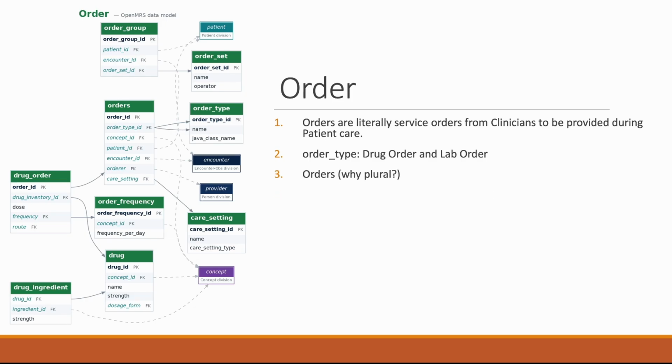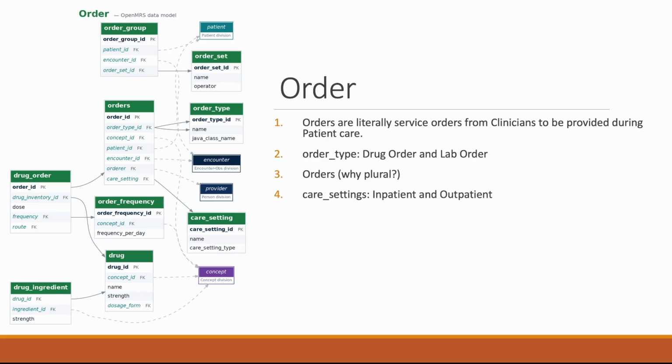Now you'll see there's an orders table, and order has order type. There are only 2 order types, drug and lab. Then there's care setting. For care setting, again, there are two values only: inpatient and outpatient. Inpatients, all the patients that are being treated within the hospital, within the facility, and all the outpatients are the walk-ins, the ones who are getting their treatments but not hospitalized inside the facility.